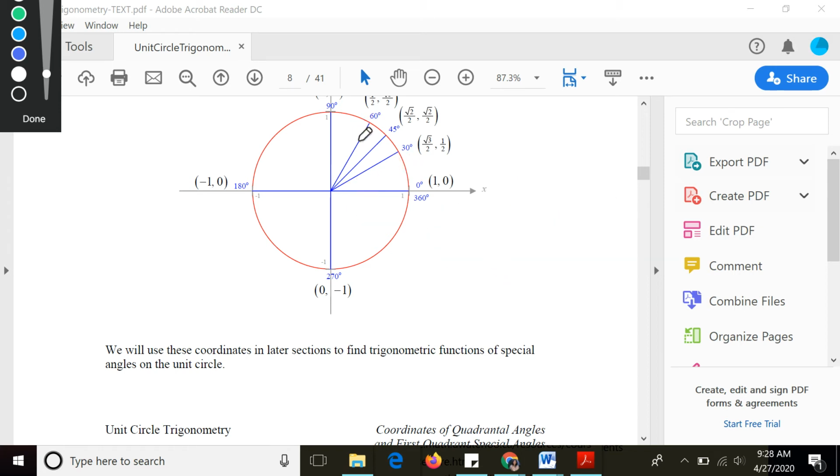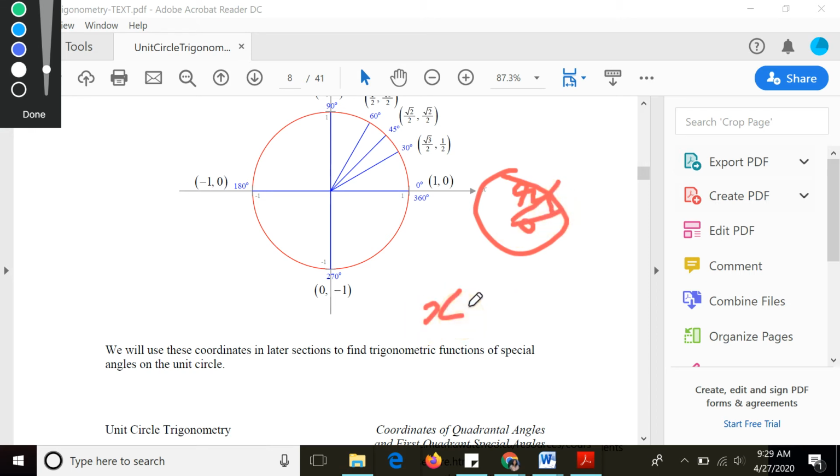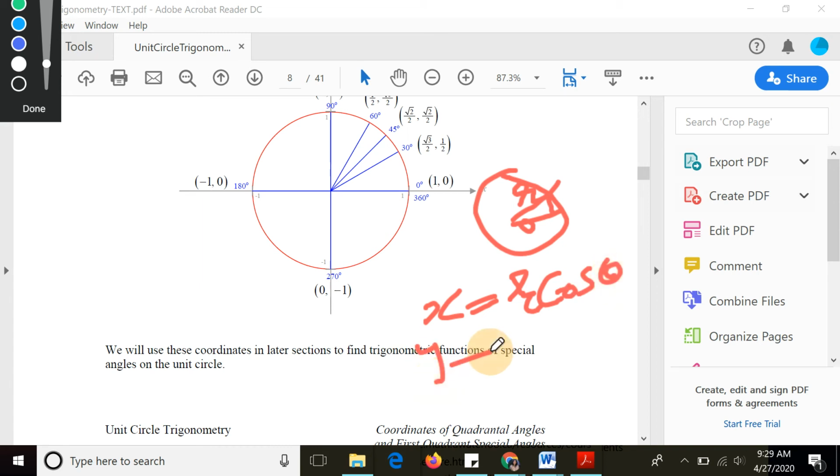But if instead of a unit circle, let's say you have a circle with center 0, the origin, and radius r, so you don't have 1 as a unit circle now, it won't change anything except your x in this case will become r cos theta, and your y will become r sine theta. So that's the only difference.